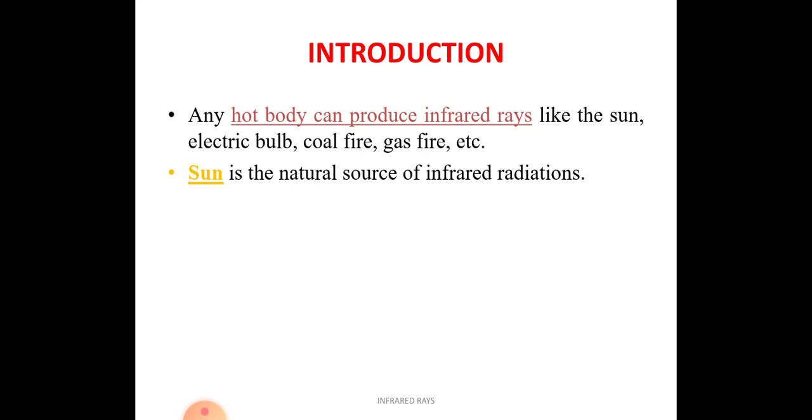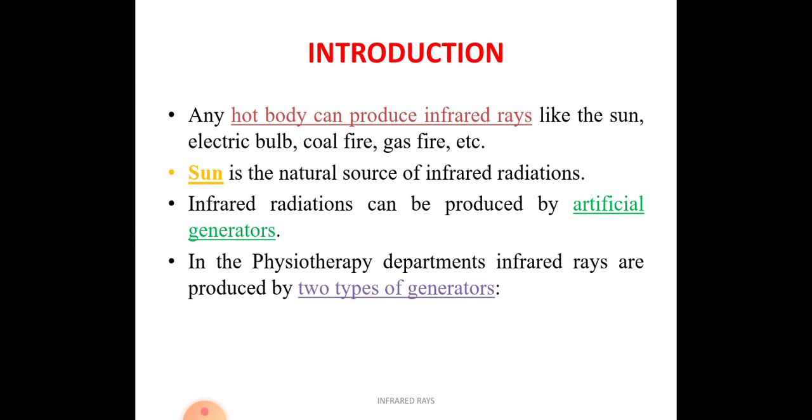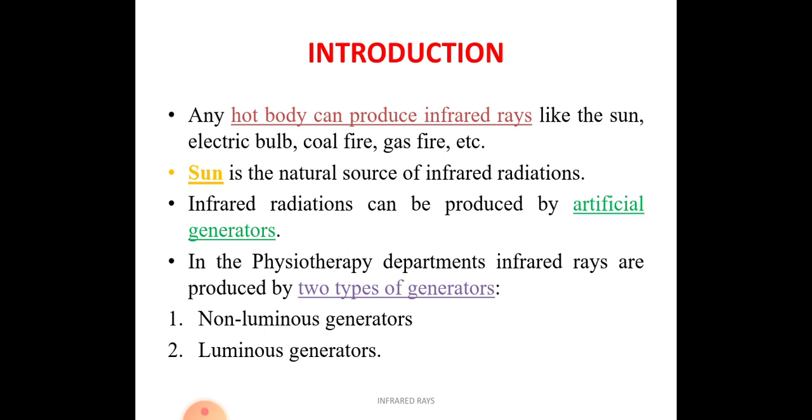Now, the sun is the natural source of infrared radiation, that we all know. Infrared radiation can also be produced by artificial generators, that is, man-made generators. In the physiotherapy department, there are two types of bulbs or instruments available: non-luminous and luminous. What is the basic difference between these two? Non-luminous means it will produce purely IR. Luminous means it will produce visible rays along with other rays.